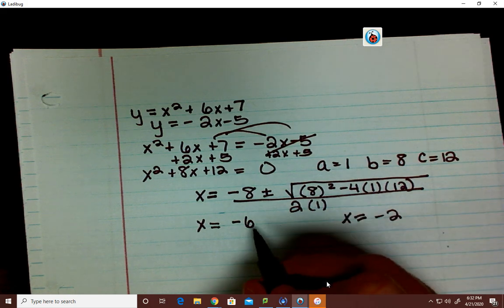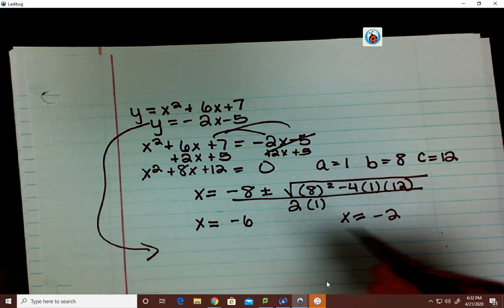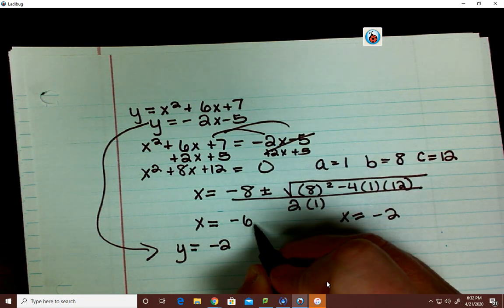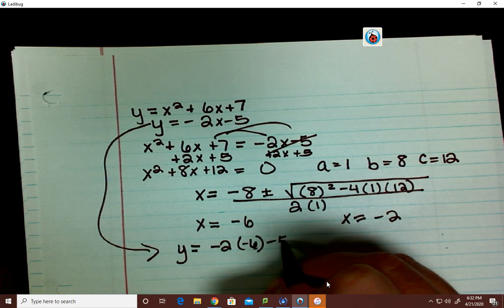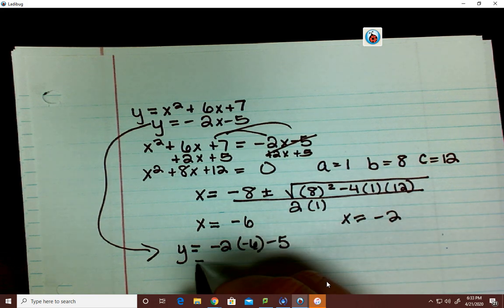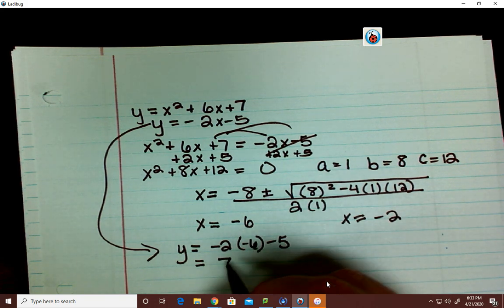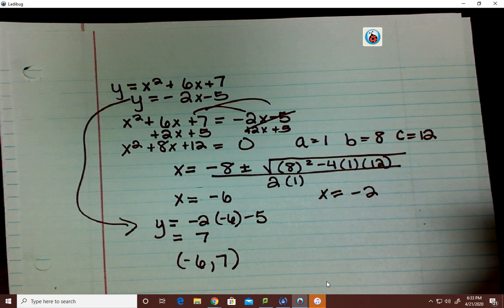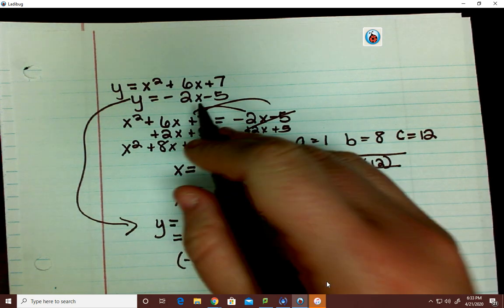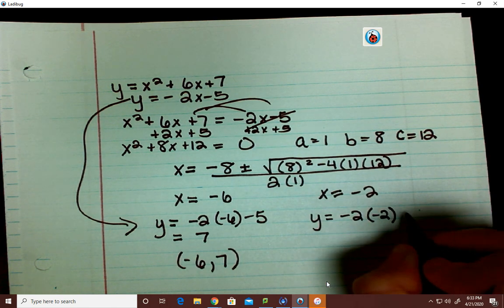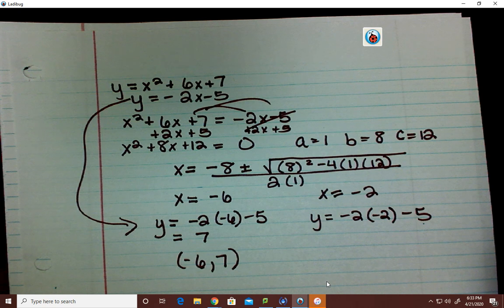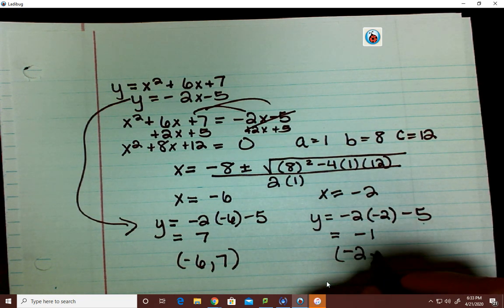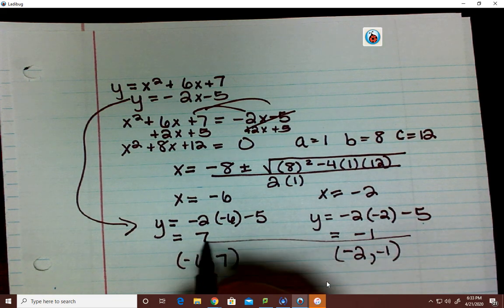Alright, so then I take this equation, the linear one, and I plug in because that's the easiest. So y equals negative 2x, here x is negative 6, minus 5. And that's going to give me 7. So at the point negative 6, 7 is one solution. And then I plug in negative 2. So negative 2 times negative 2 minus 5 is going to give me negative 1. So negative 2, negative 1 is my other solution.